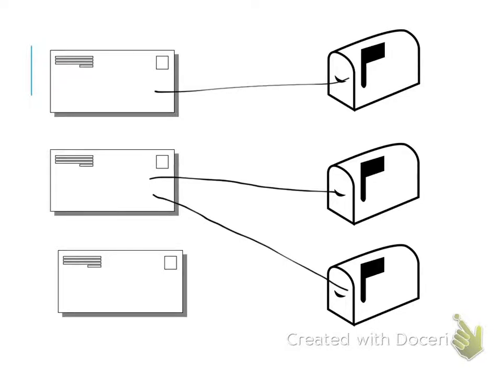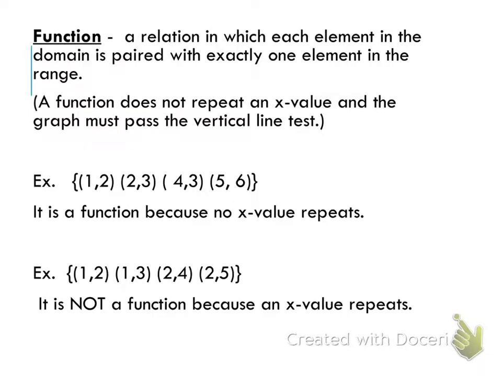So, like we said, can I have multiple letters going to a mailbox? Yes. I can have multiple x values going to one y value. I just can't have the same x value going to different y values. Okay? So keep this little picture in mind when we're talking about functions. Here's a function. A function is a relation. It's just a special type of relation. That's why we talked about relations first before functions, because a function is a relation.